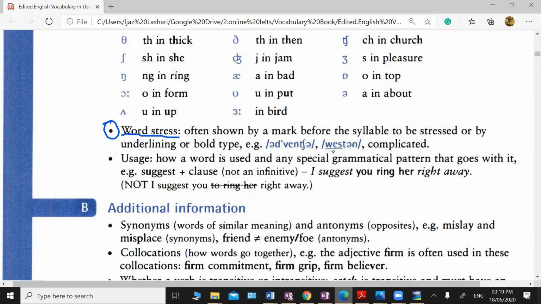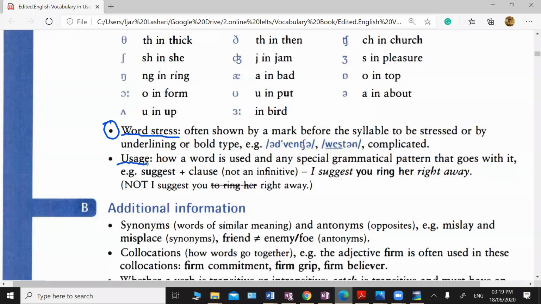So you see the word is underlined. It tells you where the stress is. Western, western, western. And the next one is complicated, complicated. Okay, how we use it, the usage of the word.